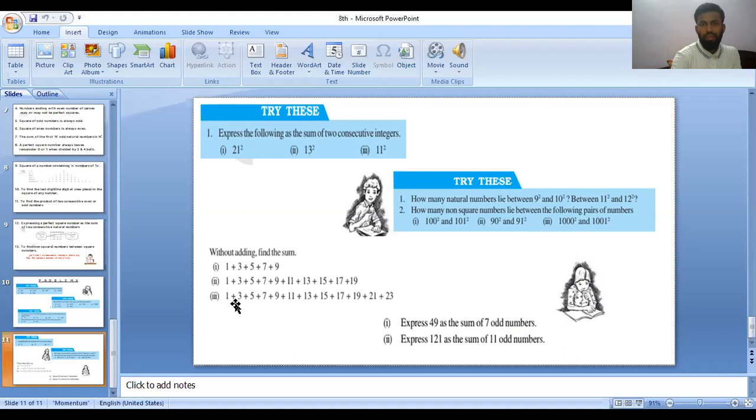It should be in order, should be started with 1, and all the numbers should be odd numbers. In that case, their sum would be how much? Just count the total numbers. 1, 2, 3, 4, 5, 6, 7, 8, 9, and 10. So the answer would be 10 square, meaning 100. And similarly, 1, 2, 3, 4, 5, 6, 7, 8, 9, 10, 11, 12. So the answer is 12 square, 144.